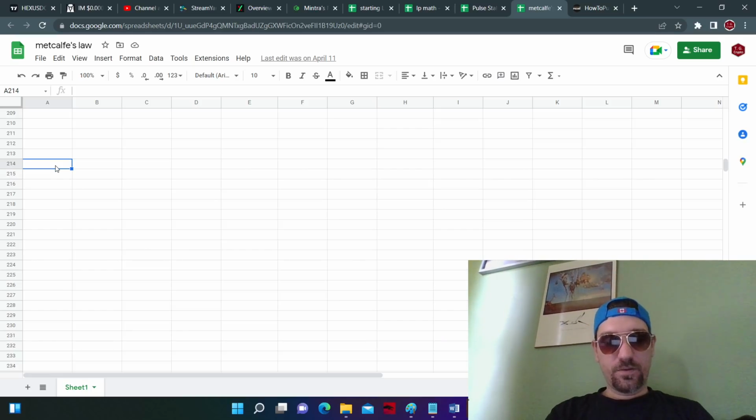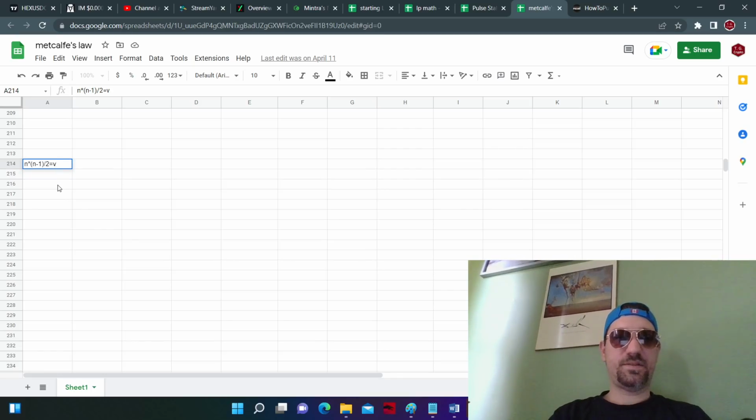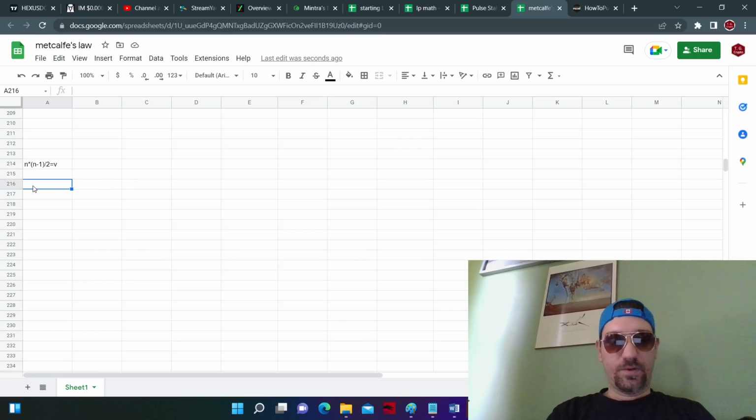The Metcalfe value law is pretty simple. You guys are going to hate me for this. You're like, that's not simple. But n times (n minus 1), divided by 2, equals v. So that's simple. Okay, so you guys are like, what does this mean? 10 users. All right, hit equal.